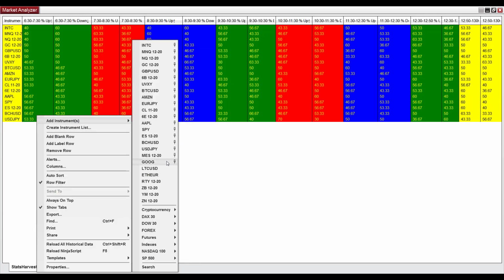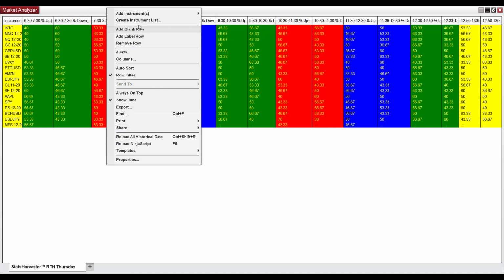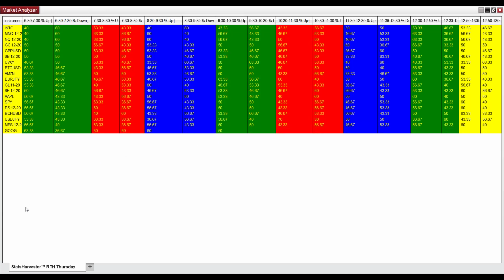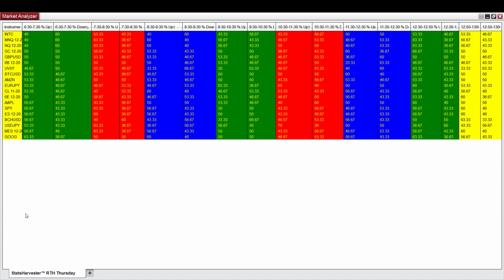However, for the purposes of this demonstration, these instruments you see here are the only instruments I am interested in potentially trading. As you can see, I've applied Stats Harvester to Market Analyzer. It has given me just the up-down statistics of every hour of the regular trading hours, or RTH trading day.